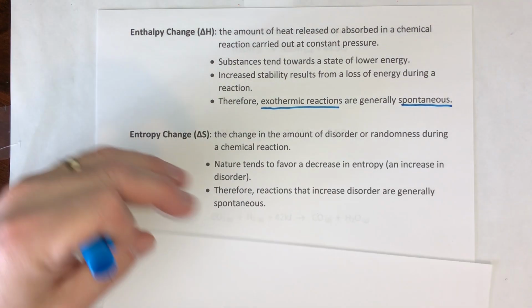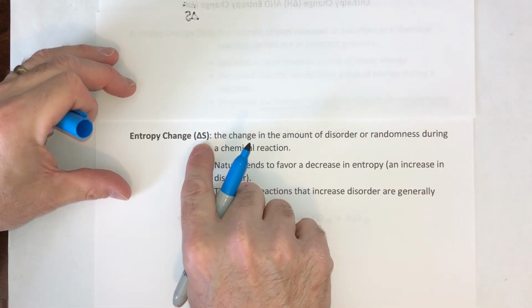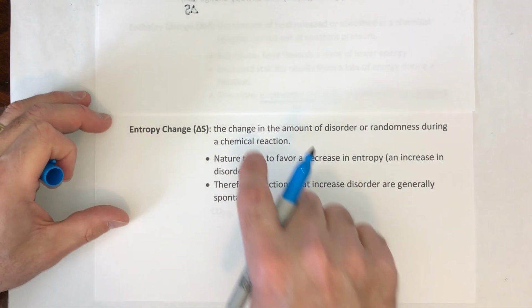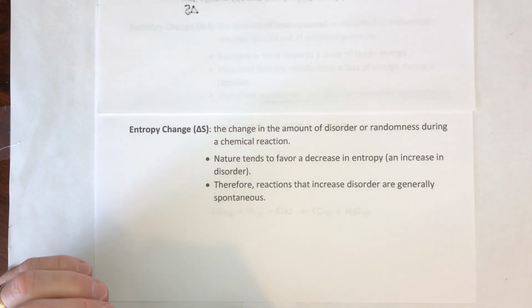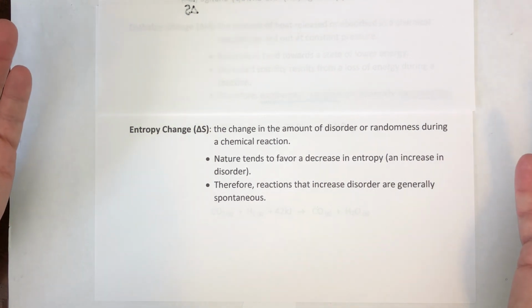All right, let's say now that we want to talk about the entropy change. Okay, and I do have it as delta S here. Copy and paste didn't fail me twice. So your entropy change is the change in the amount of disorder in your system, okay, randomness. And the universe loves disorder, right?